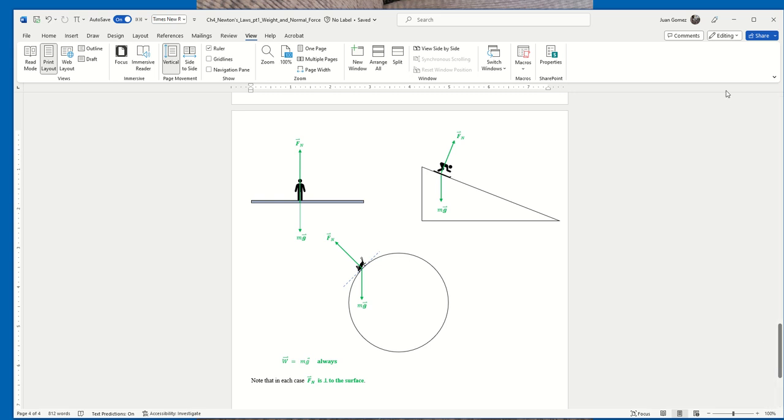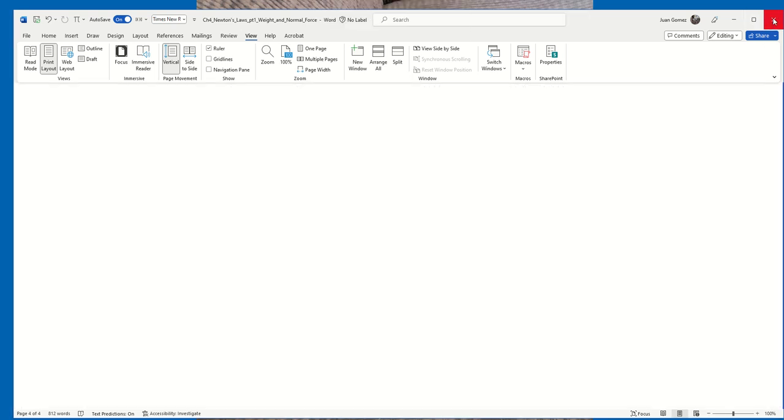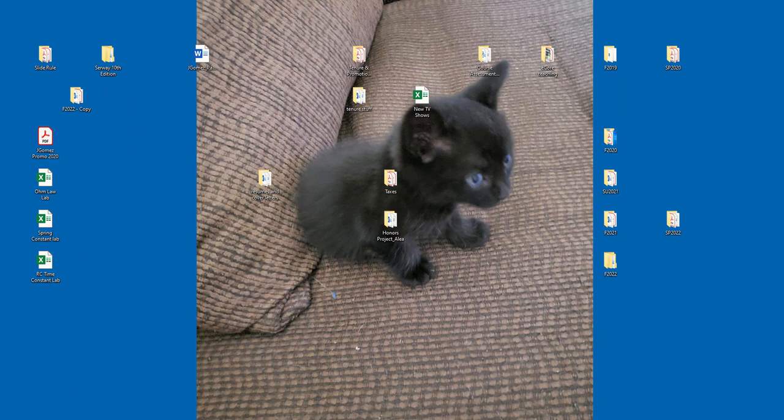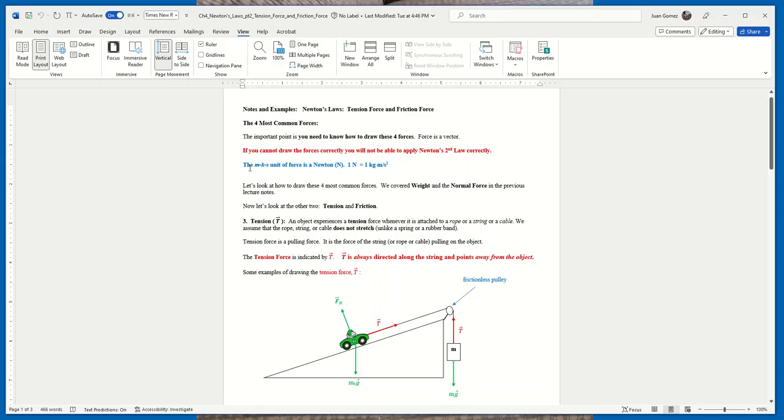Now let's go to tension force. You have a tension force, and that's the third of the four most common forces. You have a tension force whenever an object is connected to a rope or a string or a cable. So I'll use those three terms interchangeably. If I say rope, it also applies to a string, it also applies to a cable.